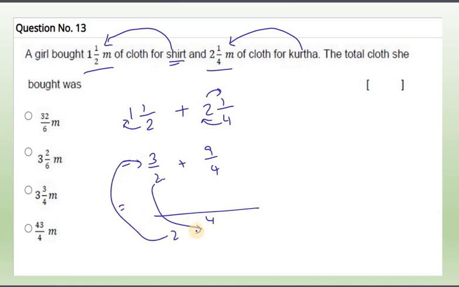Multiply with this one. 2 3s are... 2 2s are. So this 2 multiplied with this one, so 6. So 4, how many times? 4 1s are... 1 into 9, 9. So how much is it? 9 plus 6, 15 by 4.